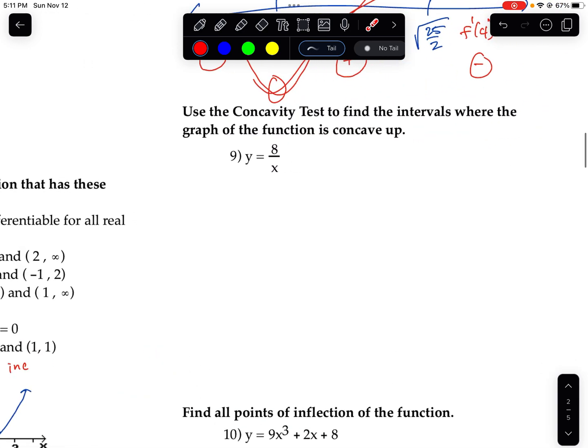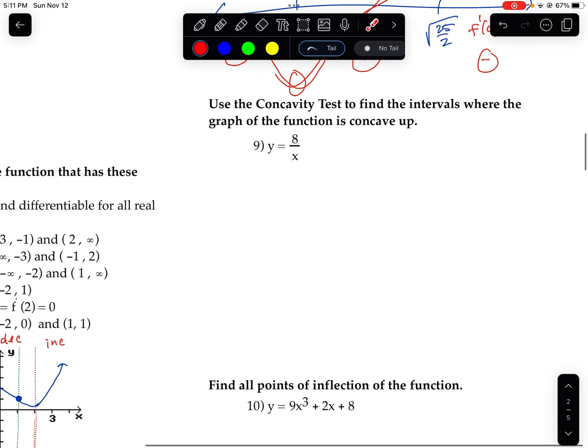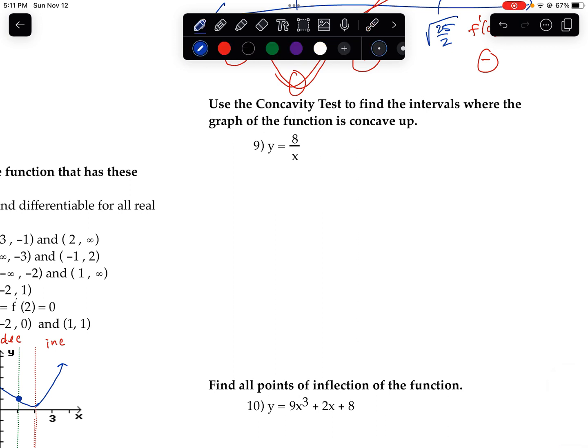Use the concavity test to find the intervals where the graph is concave up. For the concavity test, I need to use the second derivative. So y is equal to 8x to the negative 1. The first derivative would be negative 8x to the negative 2. And then y double prime will be equal to 16x to the negative 3, which is 16 over x cubed.